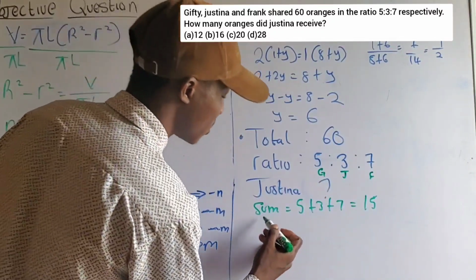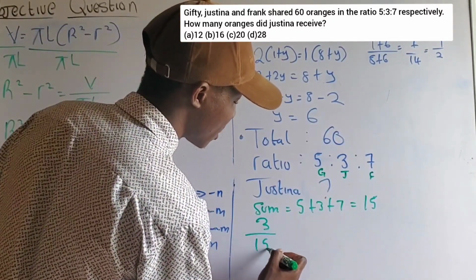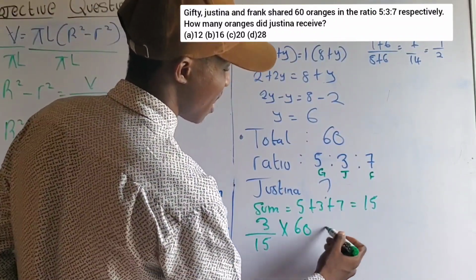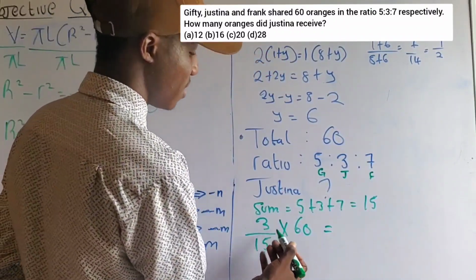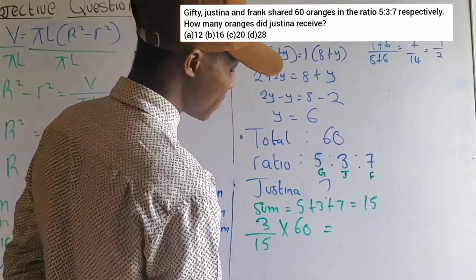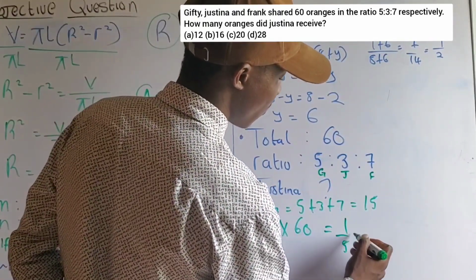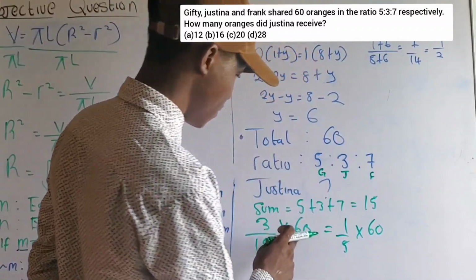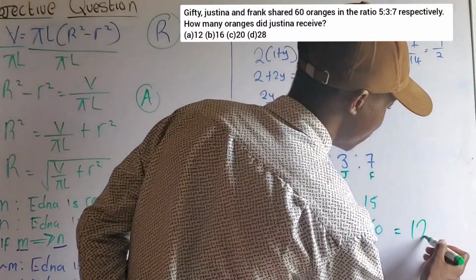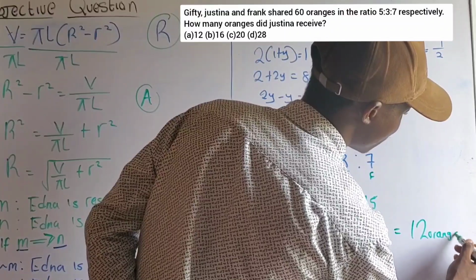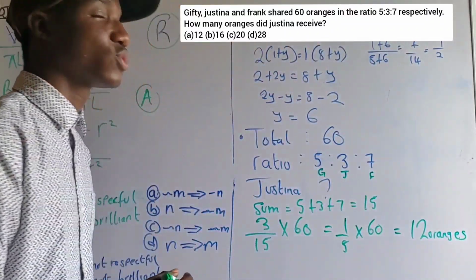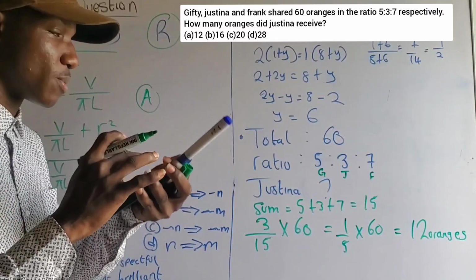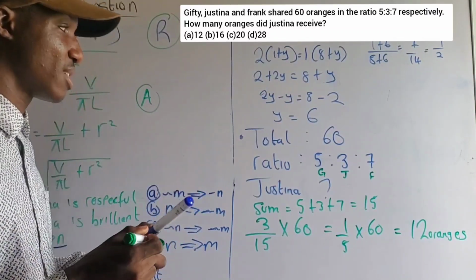Now, the ratio that accrues to Justina is 3. So we are going to have 3 over the total number of the ratio, multiplied by the total oranges. 3/15 is 1/5. 1/5 multiplied by 60 will be 12. So out of the 60 oranges, Justina received 12 oranges. The right option to that question is 12. Option A is correct.